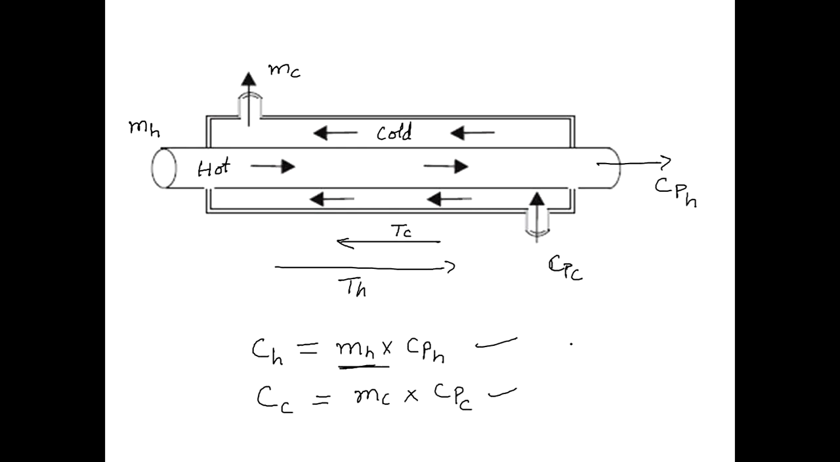Mass flow rate of the fluid is given in kg per second, and specific heat in joules per kg Kelvin. Therefore kg will get cancelled, and second will remain. Joules per second Kelvin is the heat capacity unit. This is for counter flow.